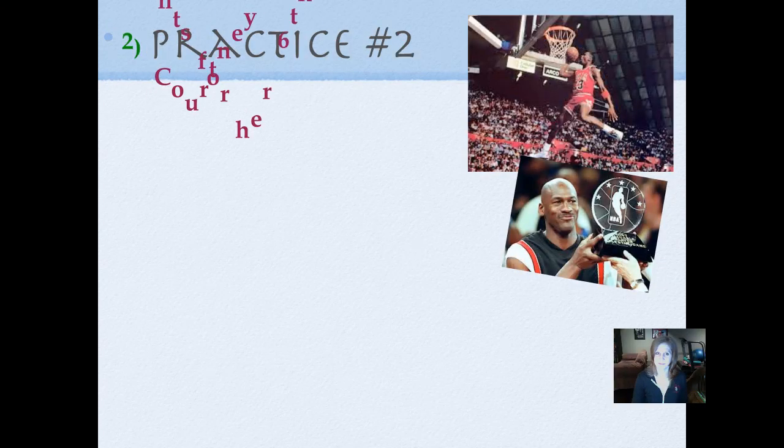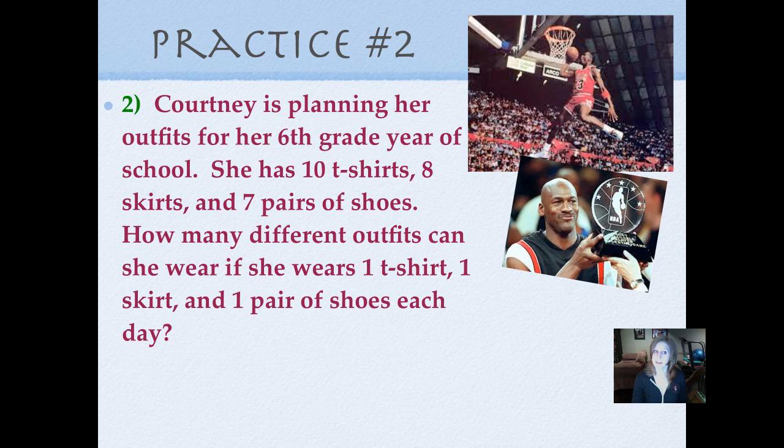Practice number 2. Courtney is planning her outfits for her 6th grade year of school. She has 10 t-shirts, 8 skirts, and 7 pairs of shoes. How many different outfits can she wear if she wears 1 t-shirt, 1 skirt, and 1 pair of shoes each day? Remember, I'm not asking you to draw a tree diagram for this. There's too many choices. It would be a very tinily printed tree diagram. We don't want to do that. I can't even do that on the Bamboo tablet. So I just want to know how many different choices she has. Pause it and push play while you figure it out.